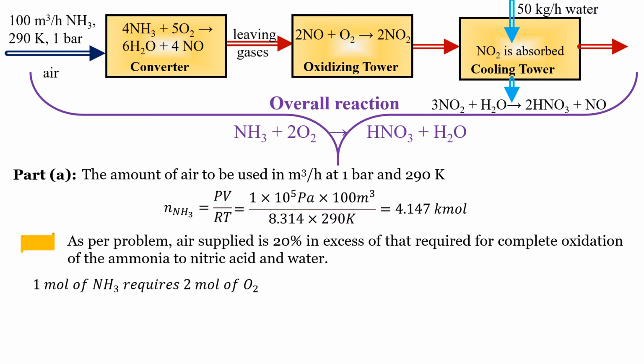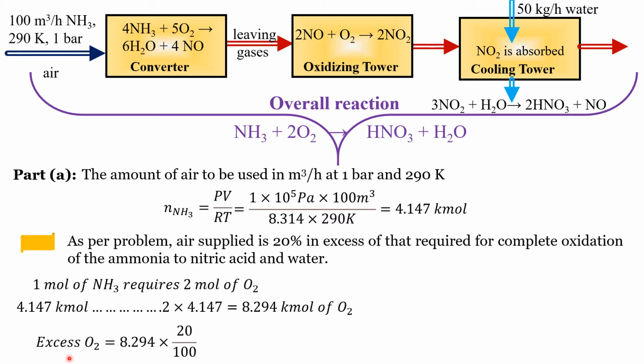In the equation, we can write that 1 mole of NH3 requires 2 moles of O2, and the available moles of NH3 are 4.147. So 4.147 kilomole of NH3 will require 8.294 kilomole of O2. So this is the required amount of O2.